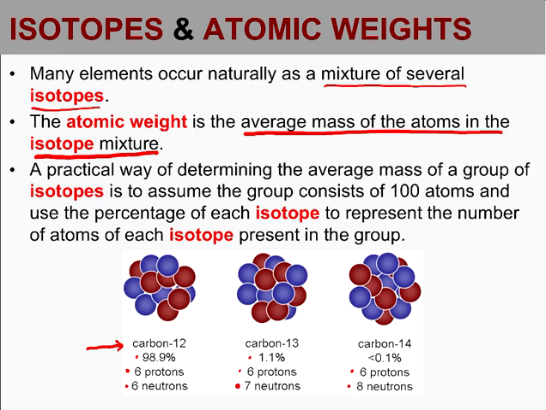Now, a practical way of determining the average mass of a group of isotopes is to assume that the group consists of 100 atoms, and then we'll use the natural abundance of each isotope, or the percentage of each isotope, to represent the number of atoms of each isotope present in the group. So let's actually go over an example where we calculate the average or atomic weight of an element.